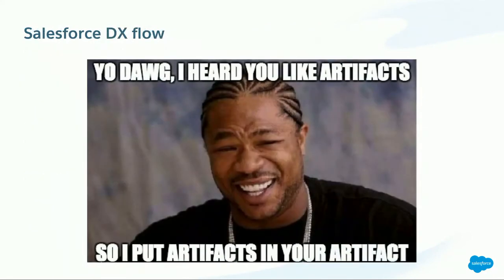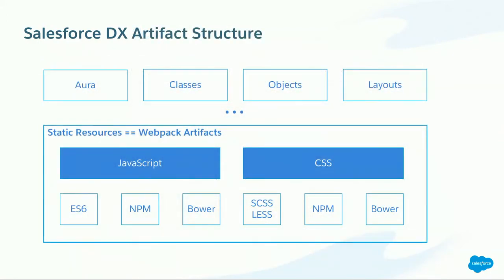So let's go back to the exhibit. So Salesforce DX produces artifacts. We know you guys love artifacts, so we put an artifact inside of your artifact in this sense. So you have your Aura code, your classes, your objects, layouts, whatnot. All your custom Salesforce code under Salesforce DX is called an artifact. So inside of that artifact, we're going to put static resources, and these static resources, we call them Webpack artifacts.